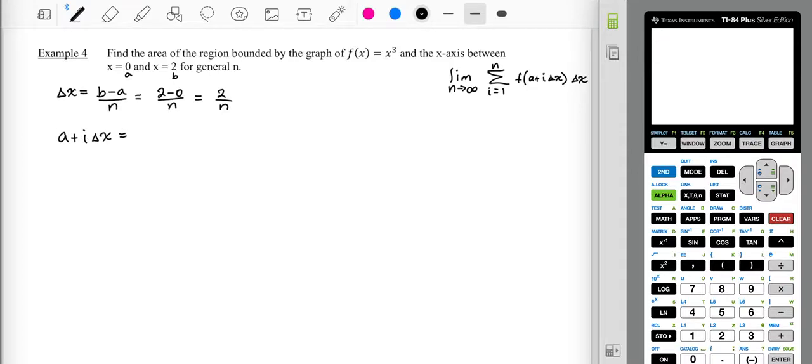Well, the a is 0 plus i delta x, which is 2 over n. So it's 2i over n.